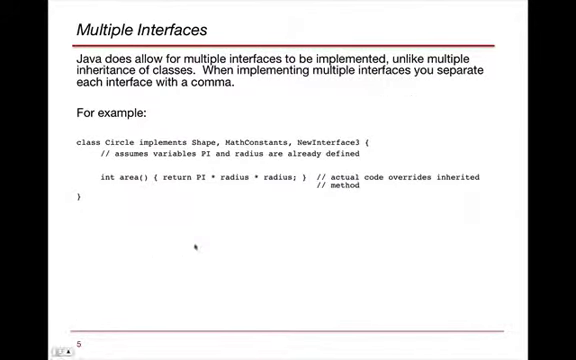Now I can use multiple interfaces, unlike classes where I can only extend one class. And that's simply done by implementing the multiple interfaces separated by commas. So if class circle implements shape, comma, math constants, comma, new interface 3, anything within shape, math constants and new interface 3 is available to this code. So any abstract methods or function stubs that are defined within these must be declared within here and provided a concrete method. And any variables or constants that are defined within these interfaces are also available to the circle class.